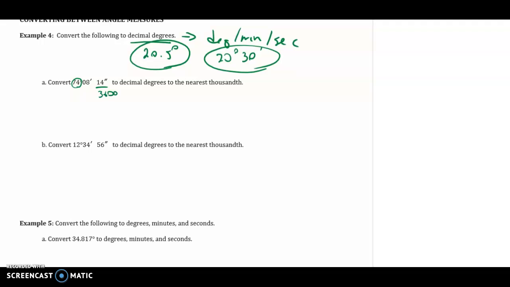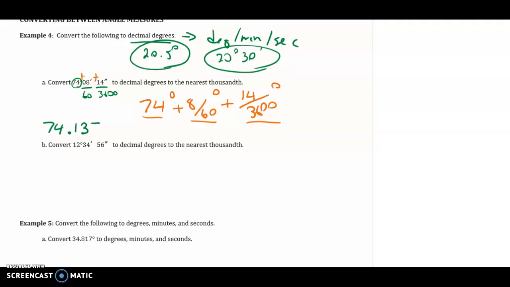14 seconds. There's 3,600 seconds in a degree, so I'm going to put that over 3,600. And there are 60 minutes in a degree, so I'm going to put that over 60. Let me clean this up a little bit. Now you'll notice these are all in terms of degrees. I'm just going to put this in my calculator and add them together, and I get 74.13722222 repeating. But it says round to the nearest thousandth. So this is tenth, hundredth, thousandth. My final answer is 74.137 degrees.